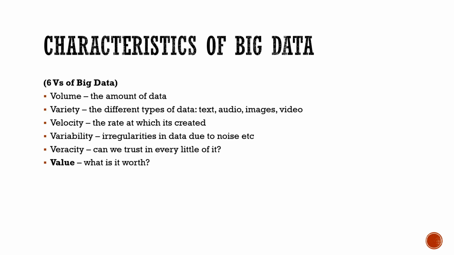Then the other V is variability. We are looking at the irregularities that are found in data, for example, due to noise. When data is produced, it doesn't have a standard format. There's a lot of missing data, and there's a lot of information that could be classified as noise inside the data that you are trying to analyze and make use of.